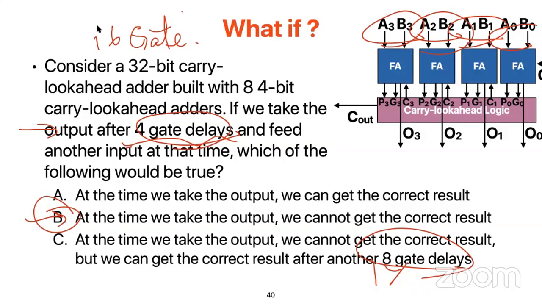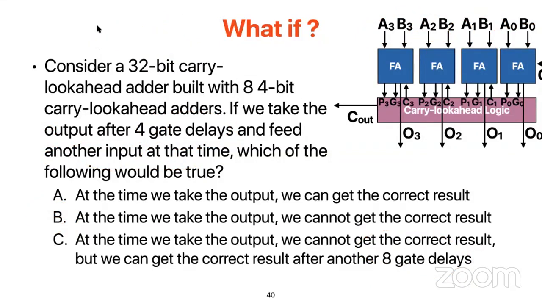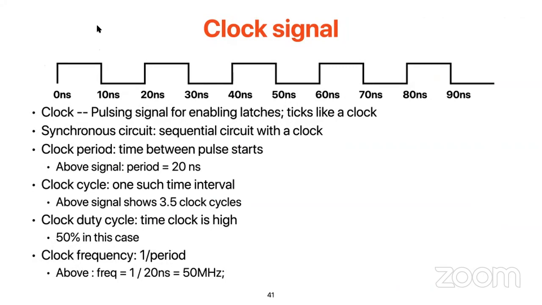So when you are taking the output, you would never get a chance to get the right output if you try to change your input after 4-gate delays. Because your signals are already messed up. So that's not going to happen. So that tells us that it's really important for us to know the gate delays required for the whole thing to finish, to set up your clock signal correctly.